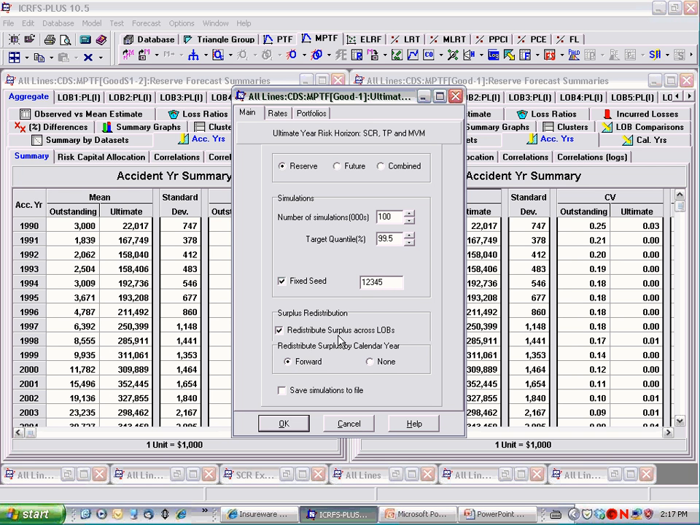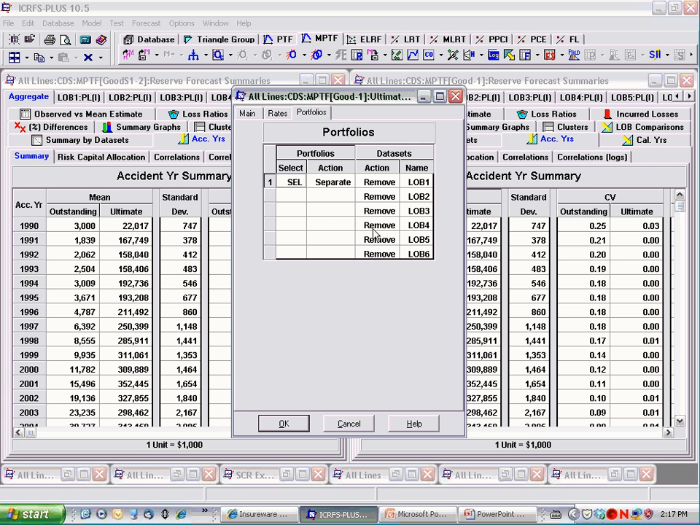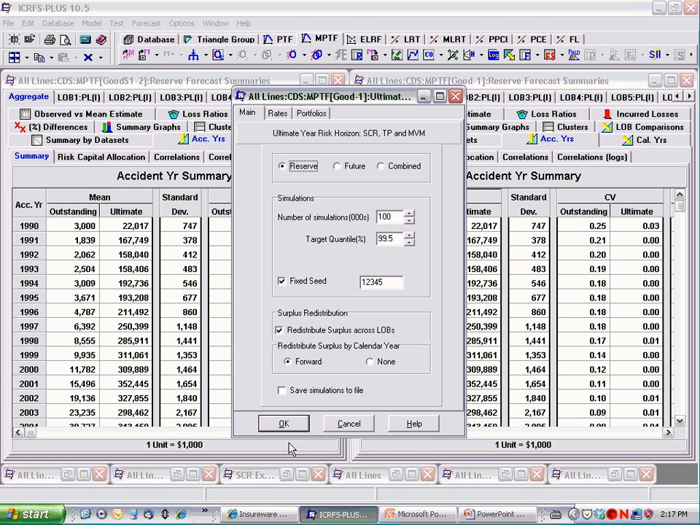And let's redistribute surpluses across LRBs. That means each LRB is in the same portfolio. Okay, we only have one portfolio, and I guess there's no ring fencing of LRBs. Okay, and we'll also assume distributions going forward. Okay, let's do that.